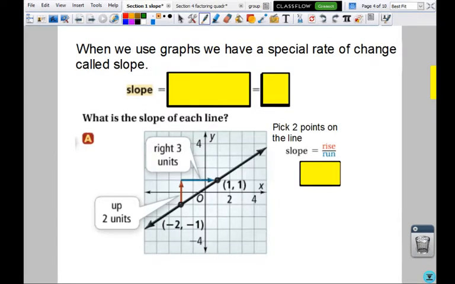It's x over y. Alright, so, we're going to be looking at slope today, so hush. So, slope is a special rate of change. And another word for slope, I don't think I put it on here, but slope is really how steep something is. That's what slope is, a special rate of change to show how steep something is.